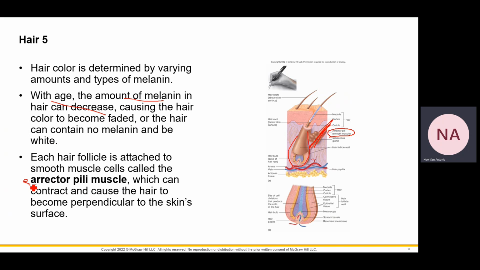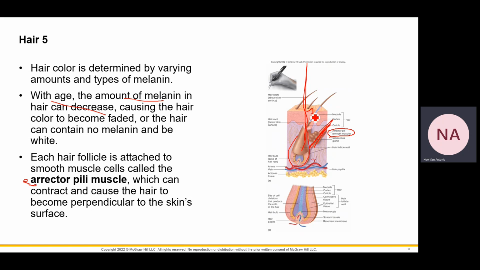Erector pili muscle. And when this arrector pili muscle contracts, it causes the hair to stand on its end, di ba? And become perpendicular to the skin surface. And because of that, it produces skin bumps on the epidermis. Pag tayo niyang gano'n, nagkakaroon ng bump sa epidermis. Kakaroon tayo ng goosebumps or goose flesh. Di ba?